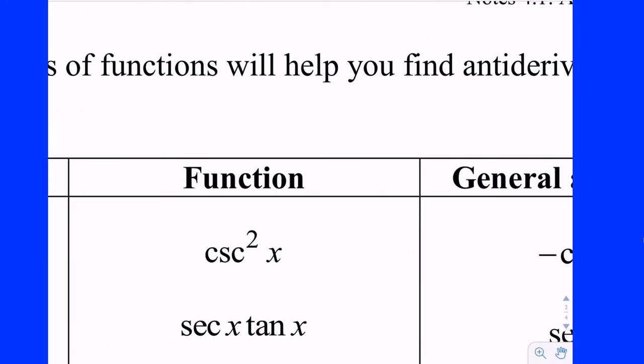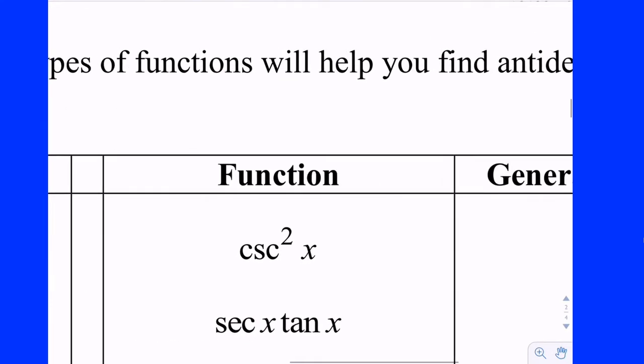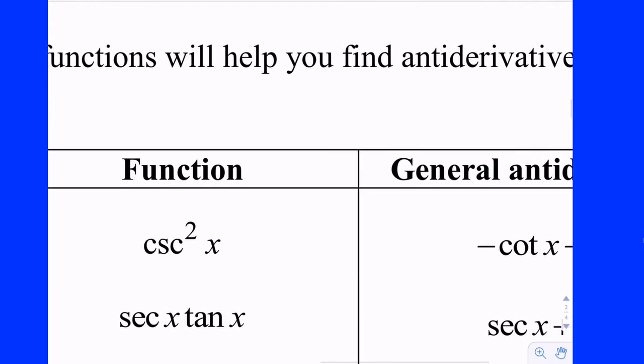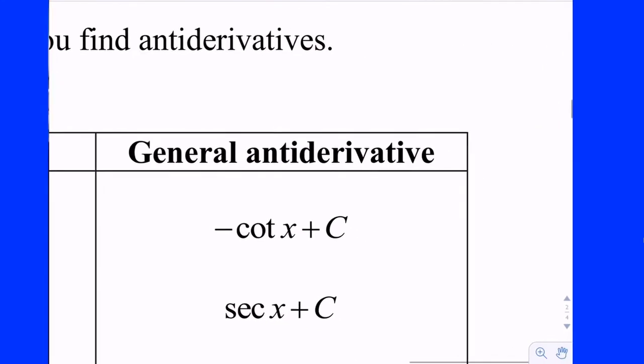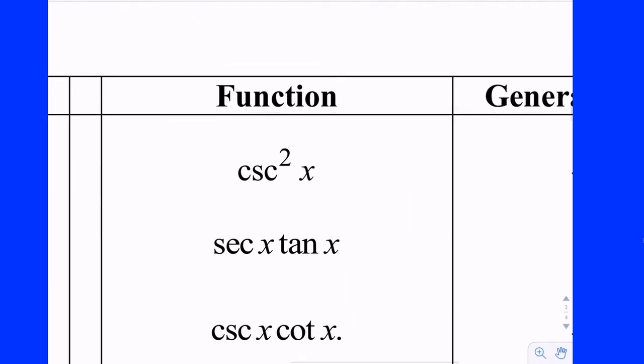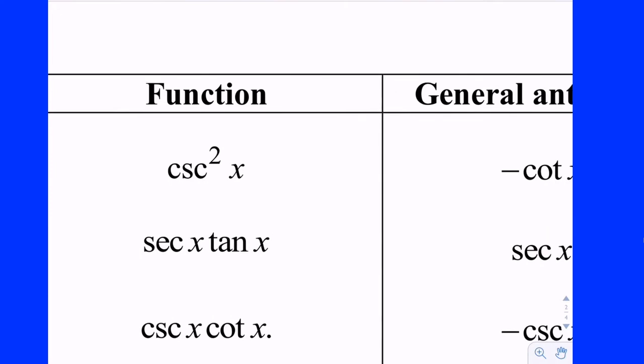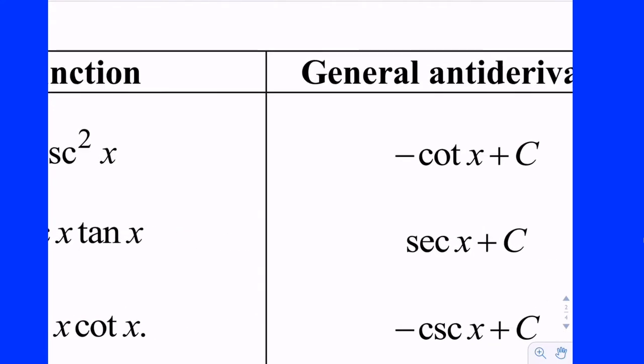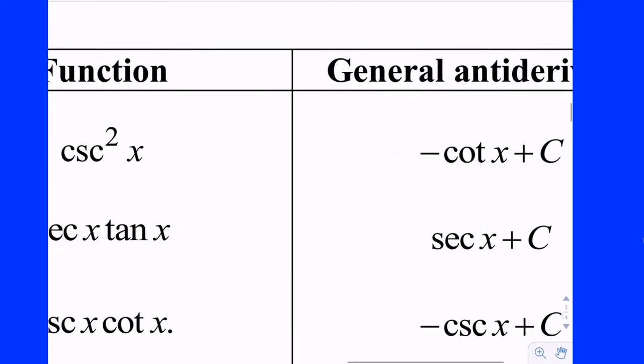All right, the antiderivative of secant tangent is secant of x plus c. Yeah, very good. The antiderivative of cosecant cotangent. What's the antiderivative of cosecant cotangent? Negative cosecant of x plus c. Again, a correction of an unwanted negative.